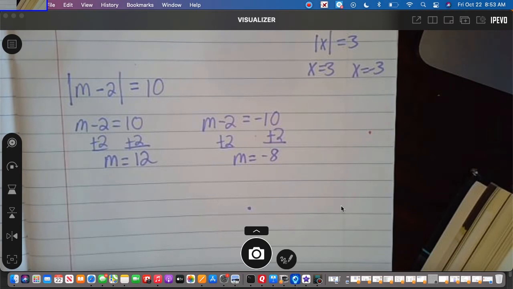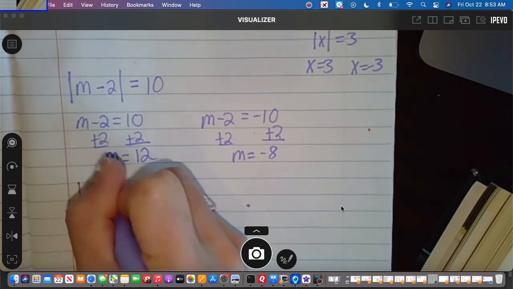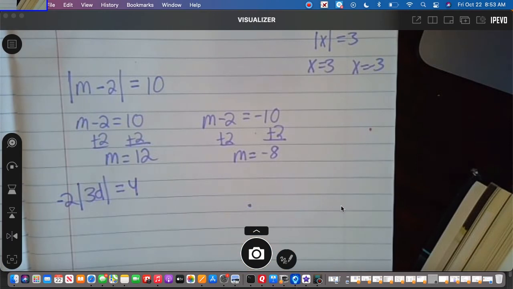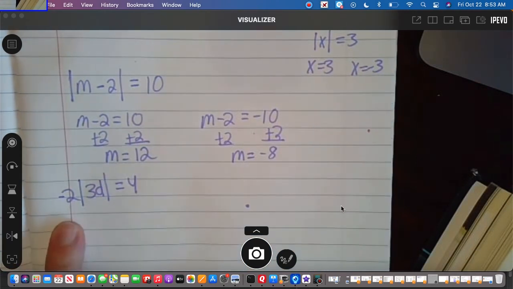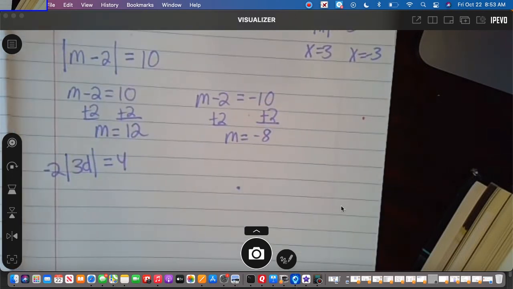On number 11, go ahead and divide. You're trying to get the absolute value by itself. So you have to divide by what number? Nope, you have to divide by the -2. It's no solution. So you're done. You write no solution.